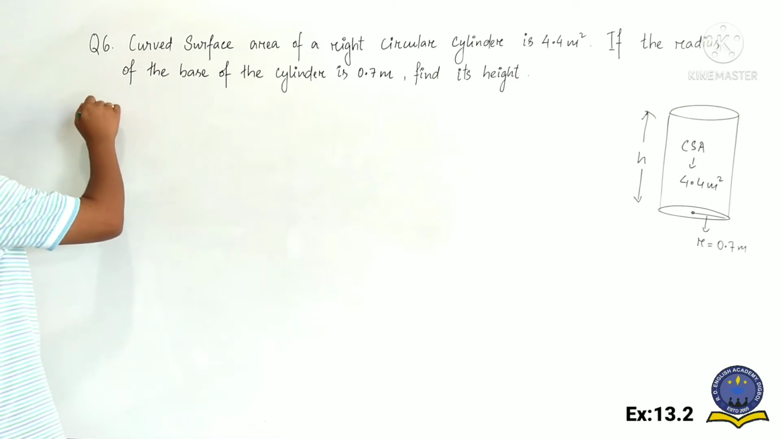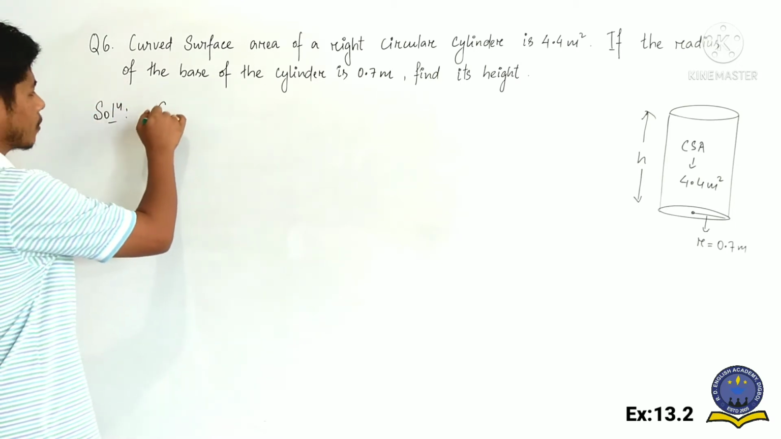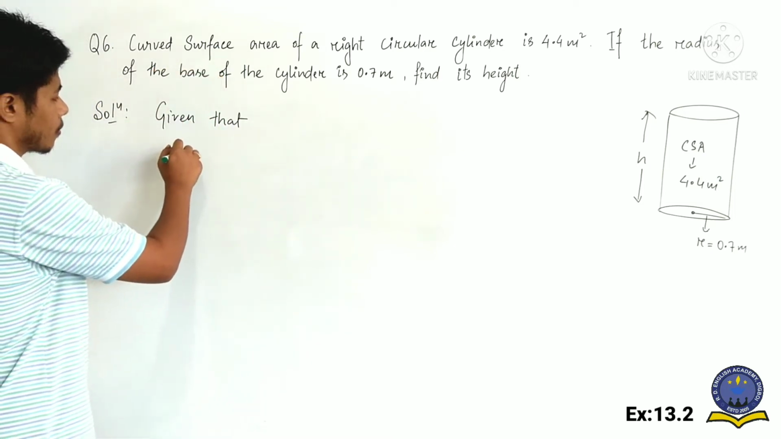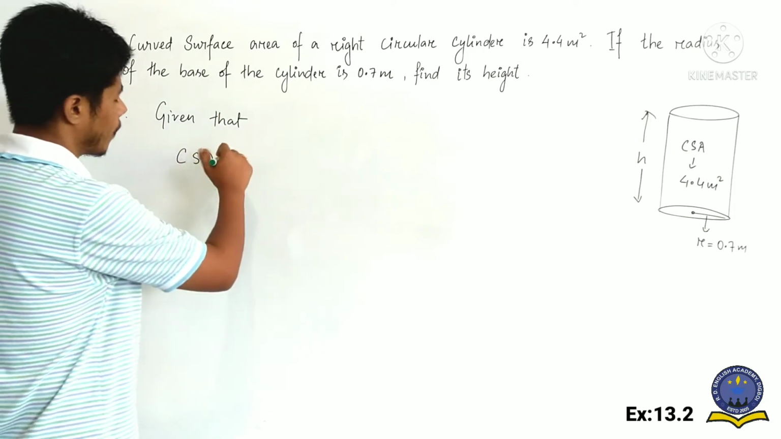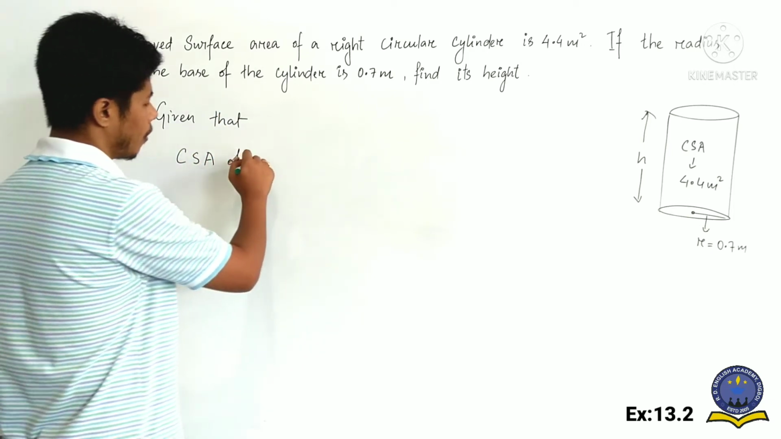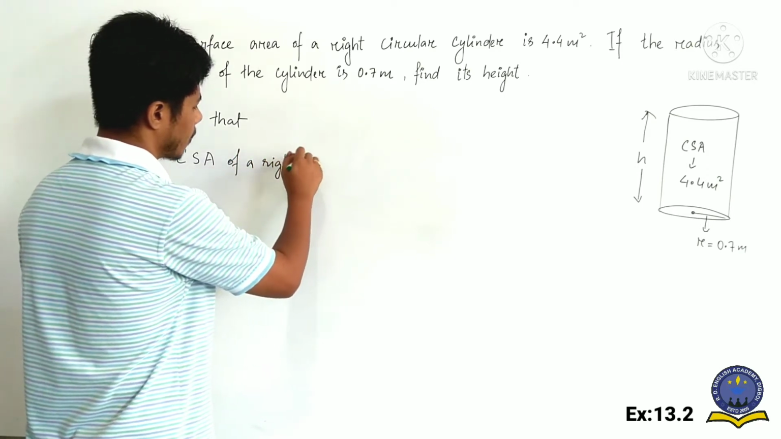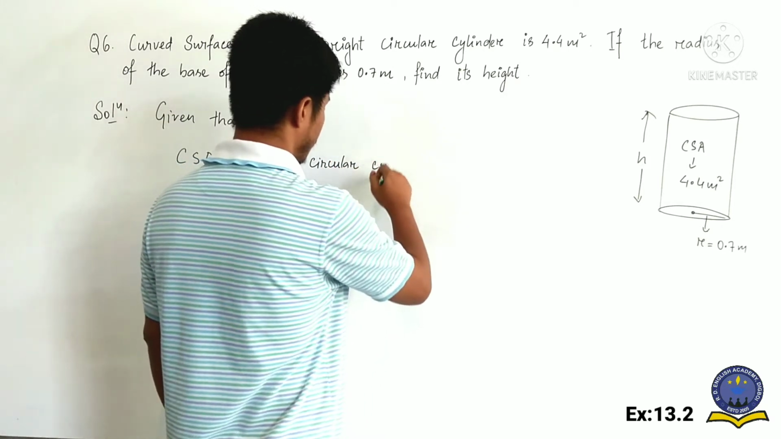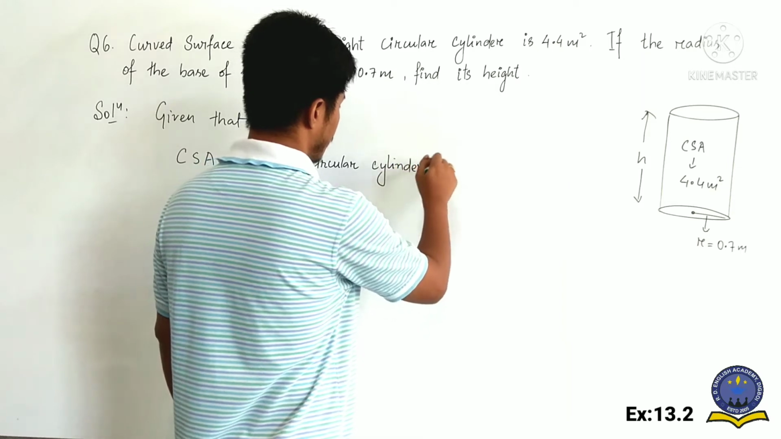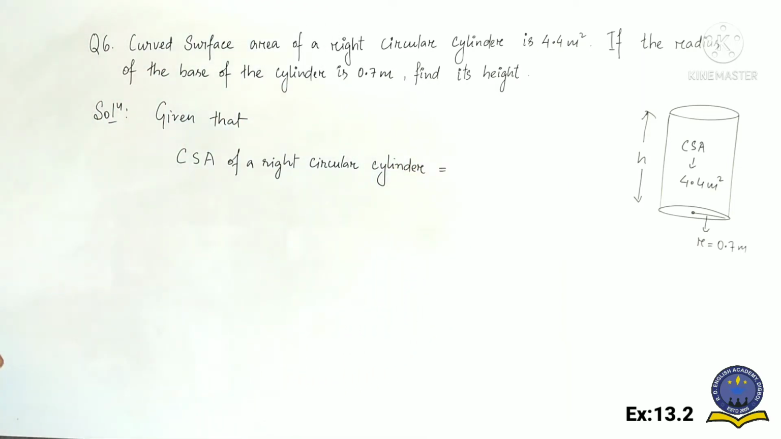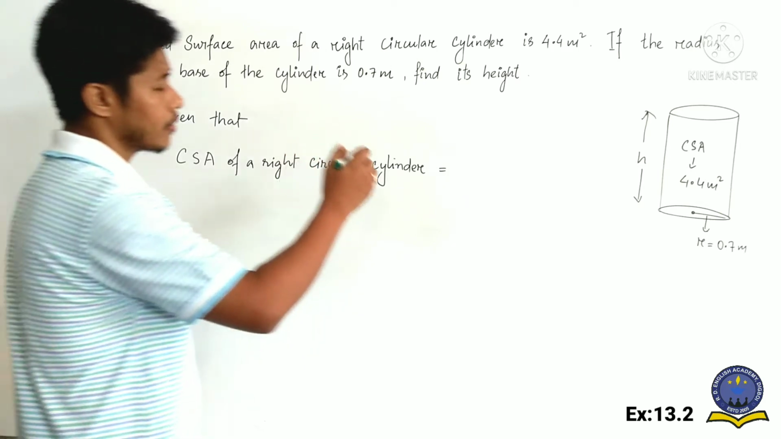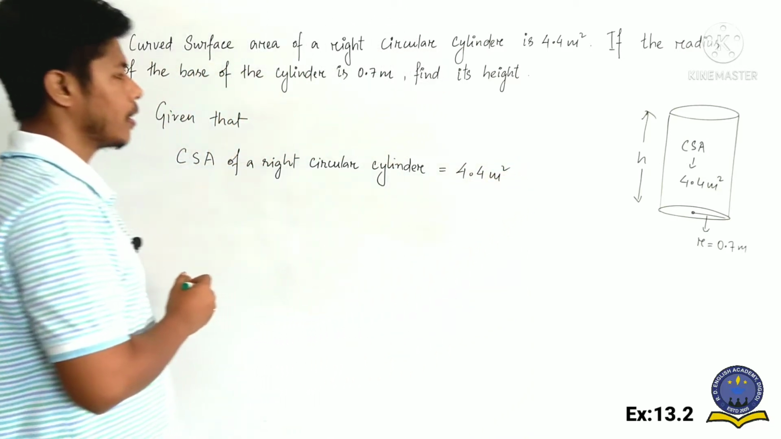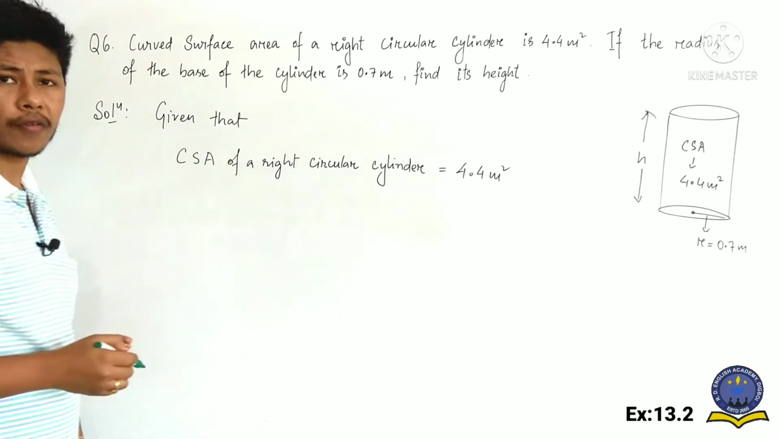When we start this solution, first of all, whatever is given, you write this: given that the curved surface area of a right circular cylinder is 4.4 meter square. Is it clear?